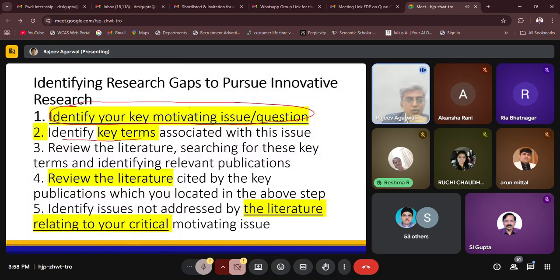So, the key motivating issue. Why am I going to take this? One of my scholars is doing work on digital trust enabled supply chain. He told me, sir, I am not getting a paper on this. You have given me a very tough topic. This was 3-4 years ago, and at that time very few authors were publishing or doing research in that area.